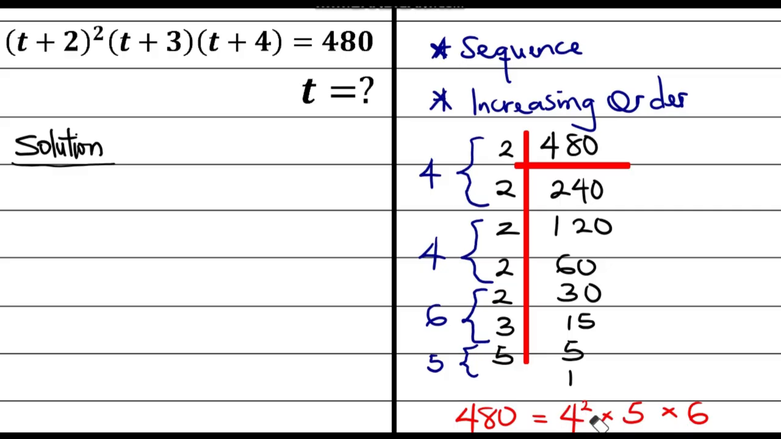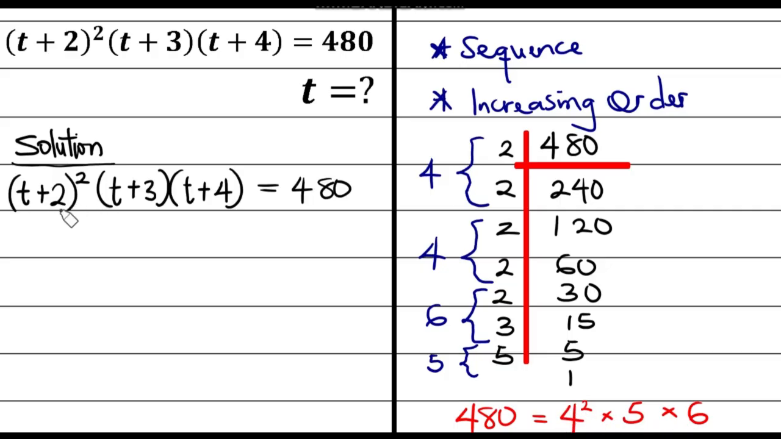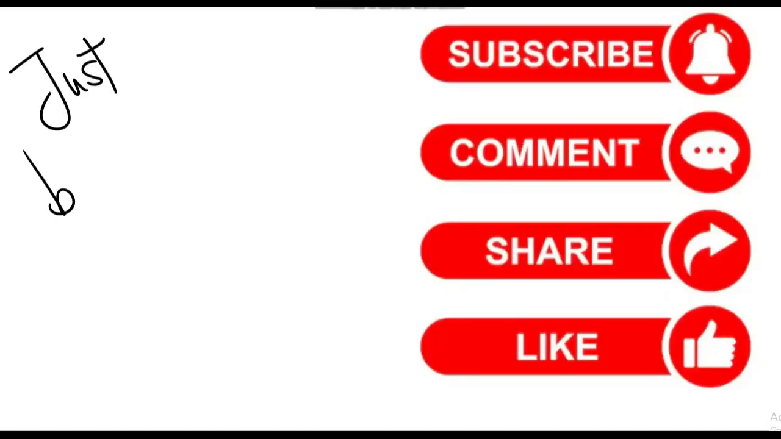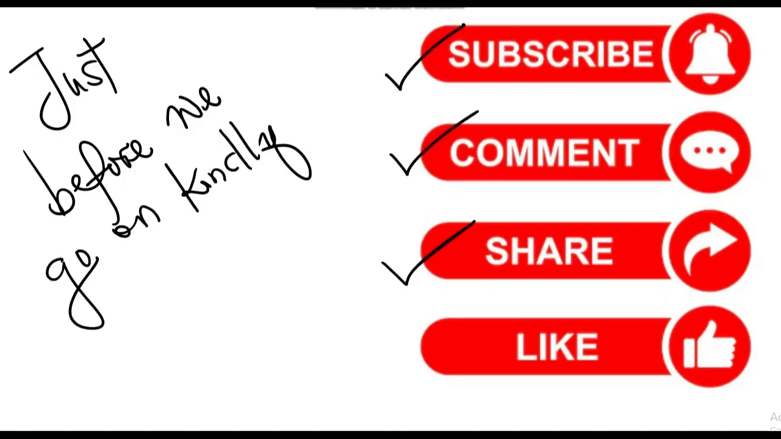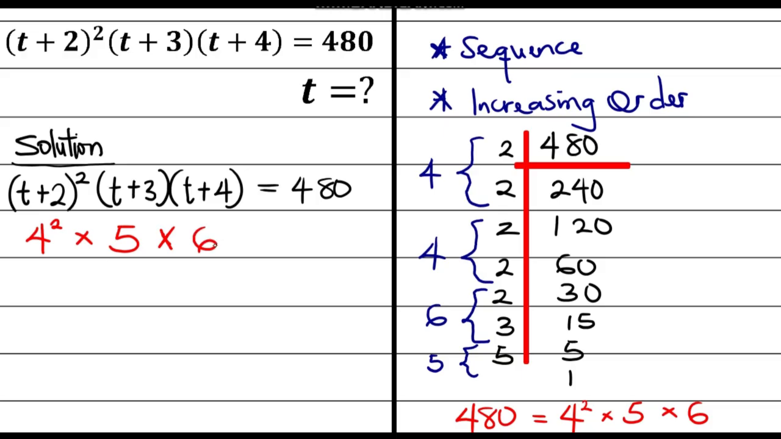Need to arrange it in ascending order. Time to equate my numbers, which shows that wherever that is here is just 4 to the power of 2, multiplied by wherever that is here in this binomial is just 5, multiplied by wherever that is here, t plus 4 is just 6. So that at the end of the day, when I multiply them all out, I'm still going to have 480.